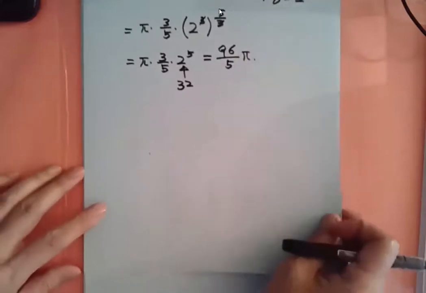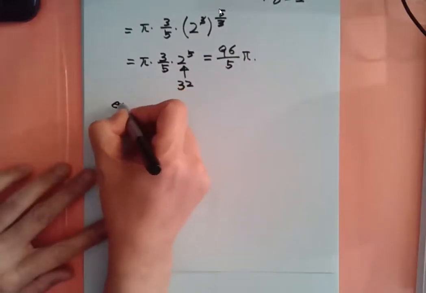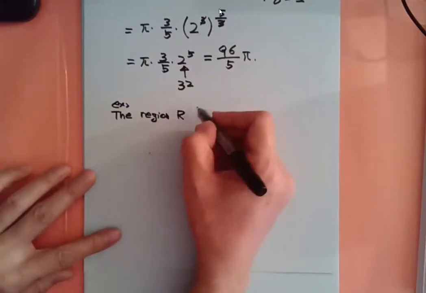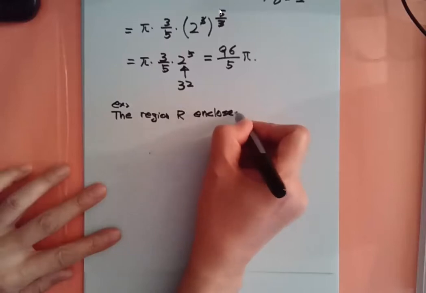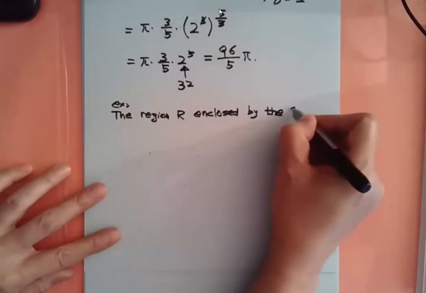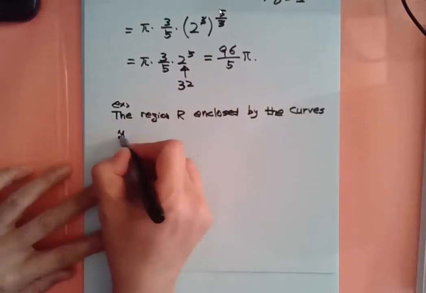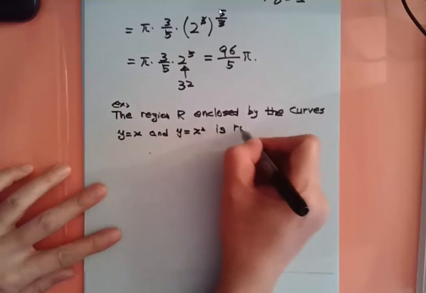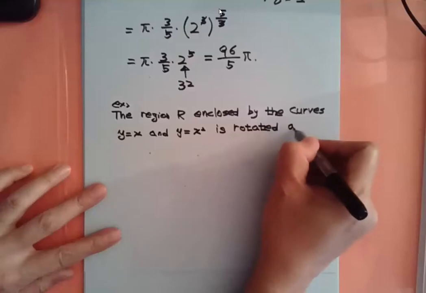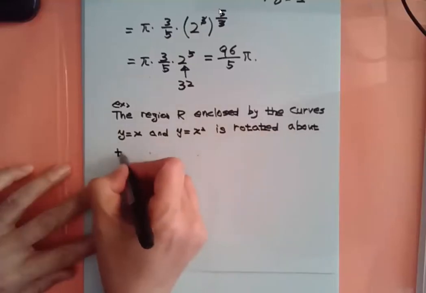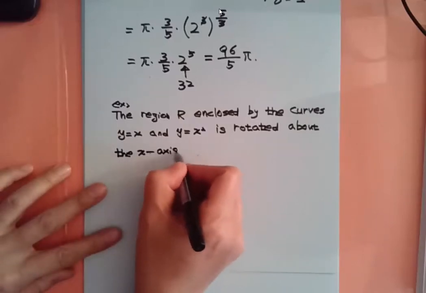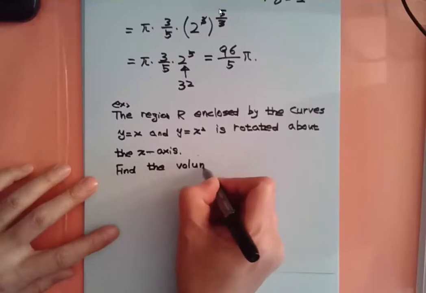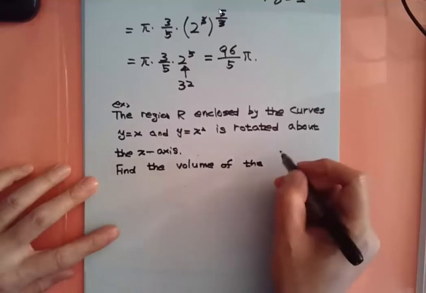Let's do the next problem. The next problem is the region R enclosed by the curves y equals x and y equals x squared is rotated about the x-axis. Find the volume of the resulting solid.